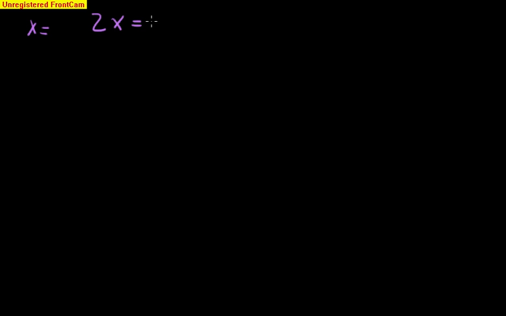2x equals y. In this equation, I have two variables. One is x and one is y. Depending on what I choose for x, I will get a different y. If I choose 3 for x, 2 times 3 equals 6. So I have 3 for an x, 6 for a y. But if I choose x to be 4, 2 times 4 is equal to 8. So because these numbers change, depending on what I choose for x and what I choose for y, they are variables.